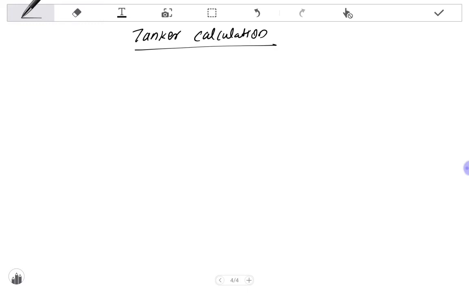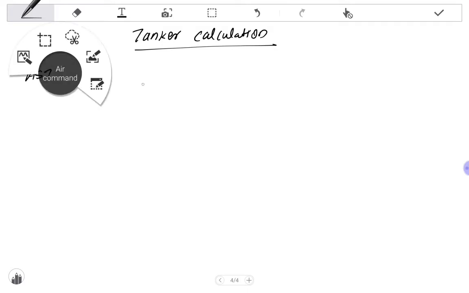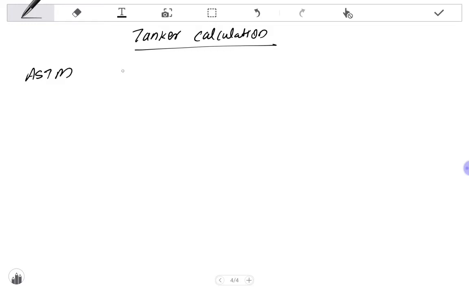So for tanker calculation we need ASTM tables. ASTM, that is the American Society for Testing Materials.